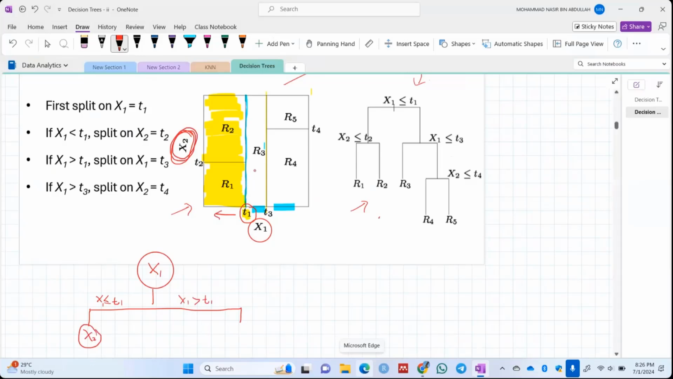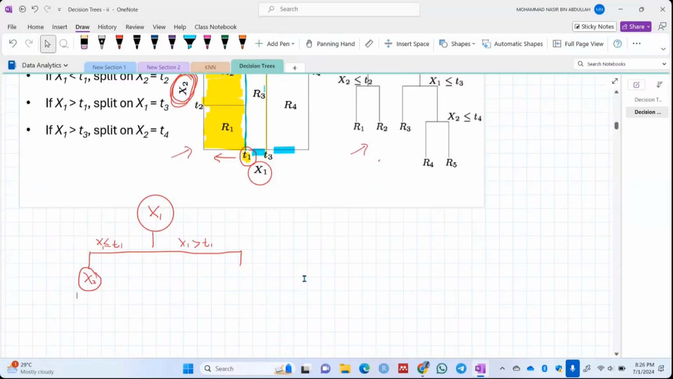Okay. Oh, sudah. Boleh siapa-siapa kat dia keluar. Siapa yang berani? So this one x2 less than or equal to t2. Okay, thank you. Tak keluar boleh?